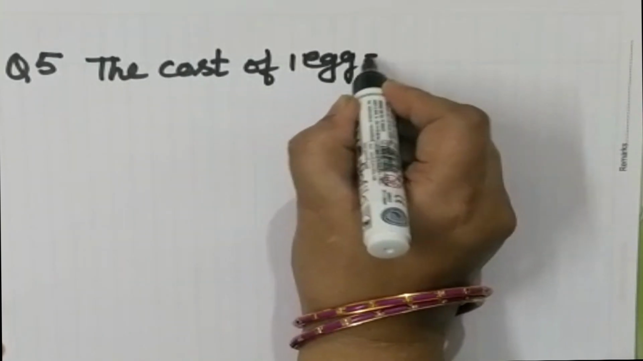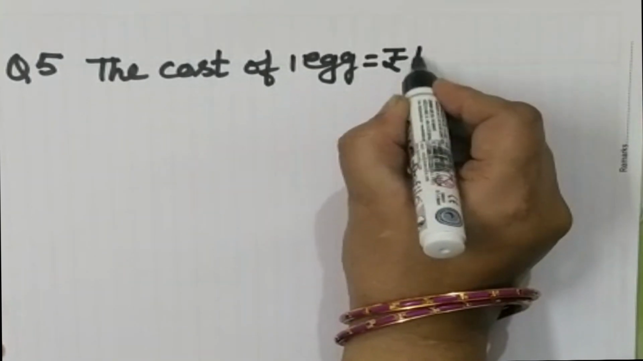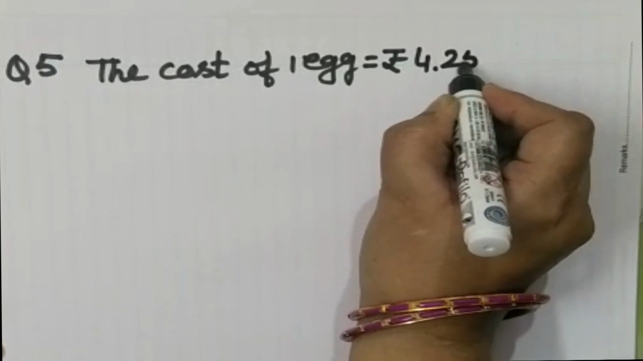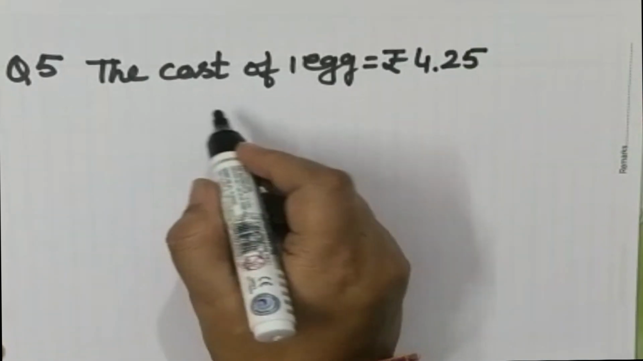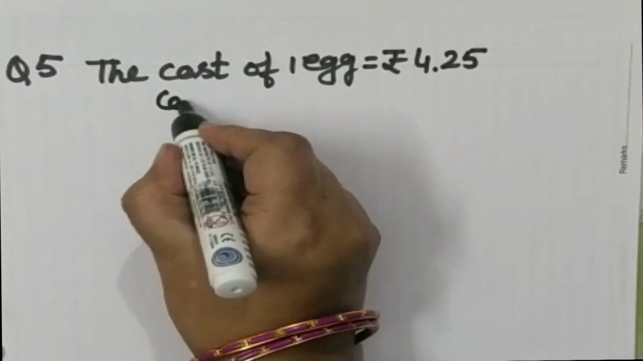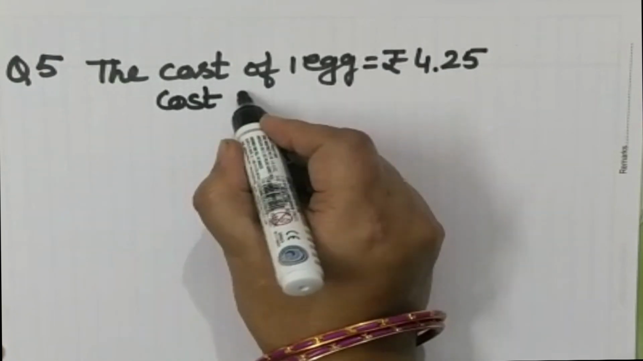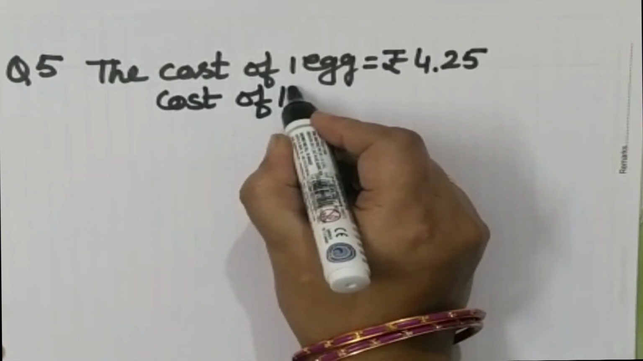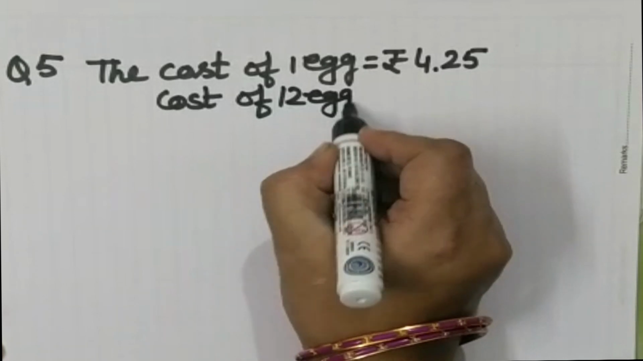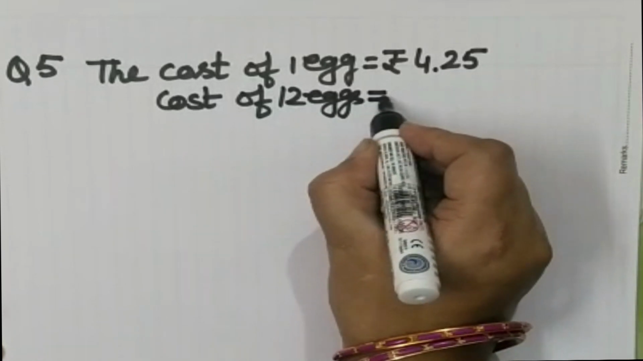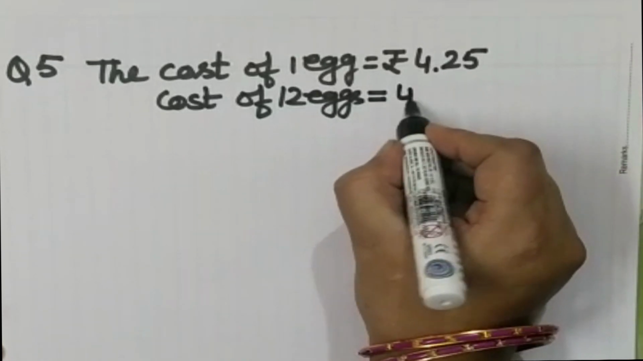Is rupees 4.25, and the question is: find the cost of one dozen, meaning 12 eggs. From the unitary method we multiply by 12.